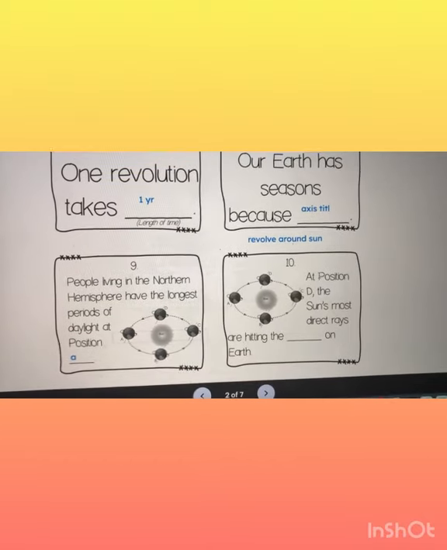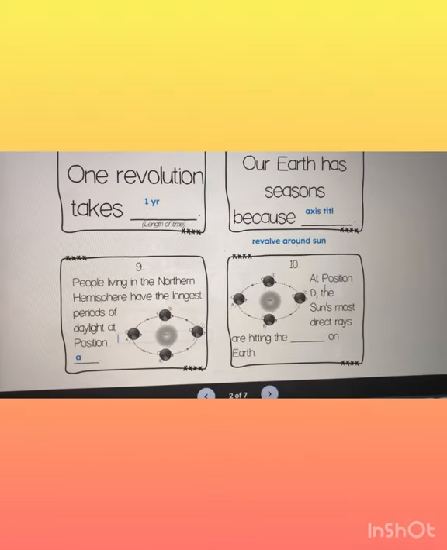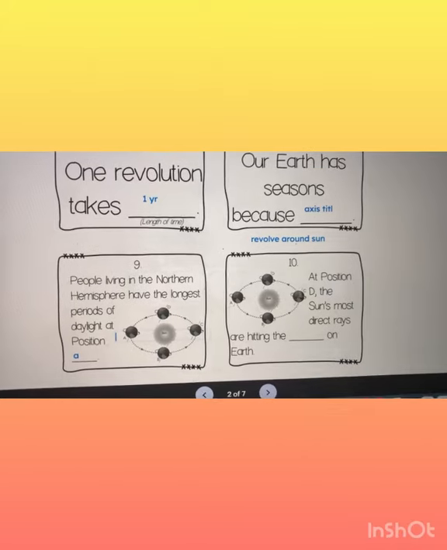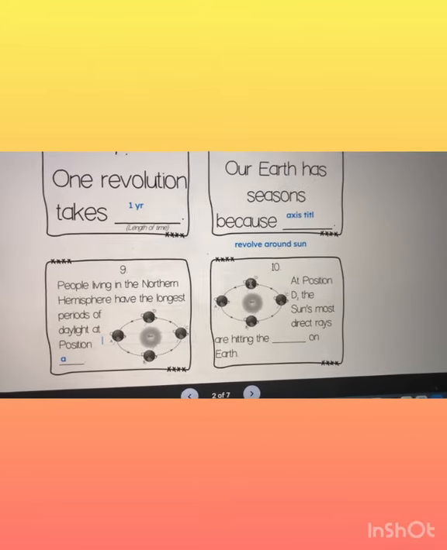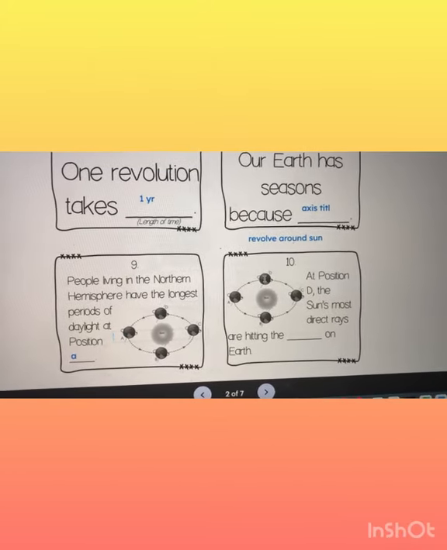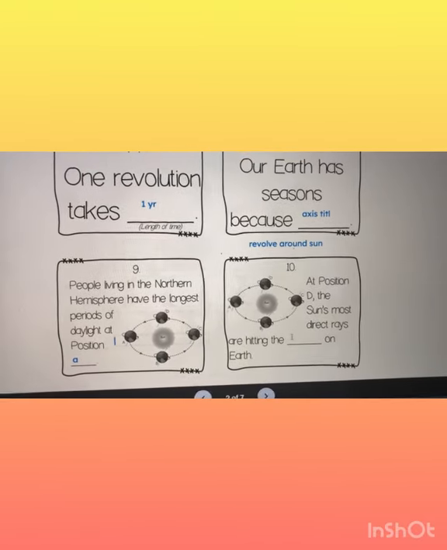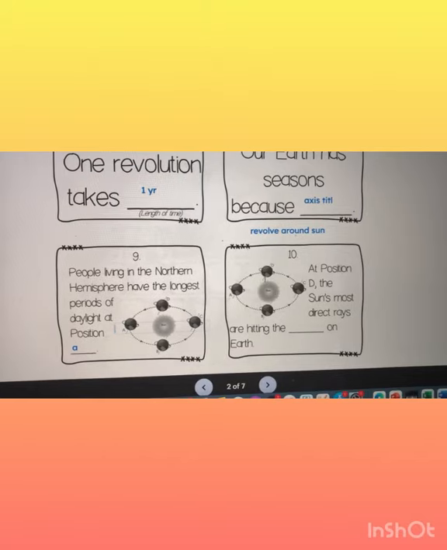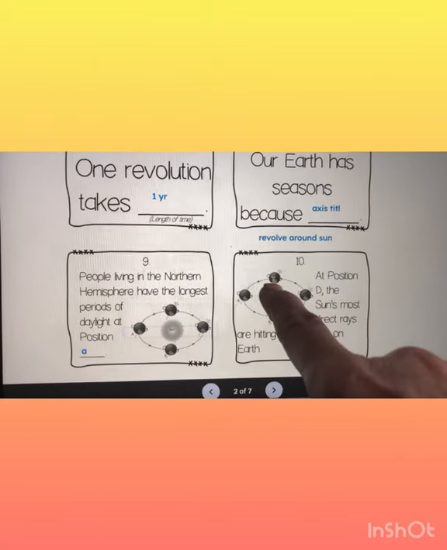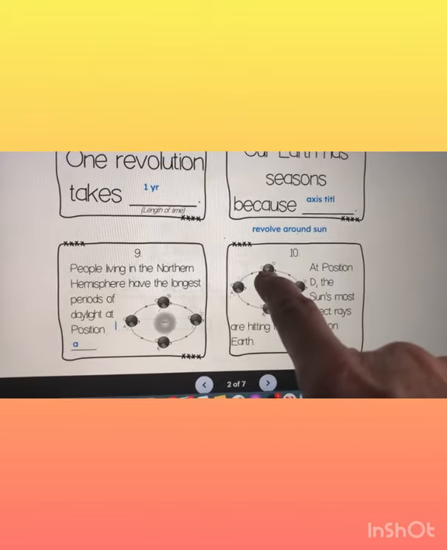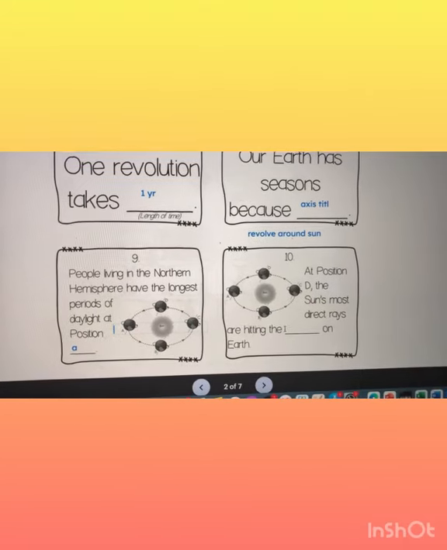Thank you. And at position D, over here, see where my cursor is? The sun's most direct rays are hitting the what on the earth? We're looking at D, right here where my finger is. What are they hitting?